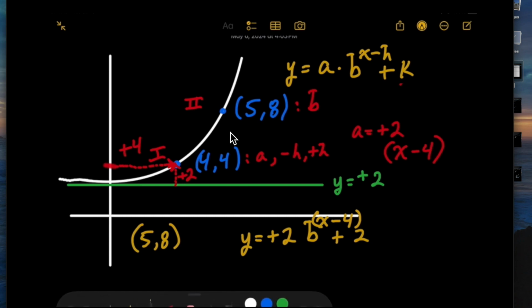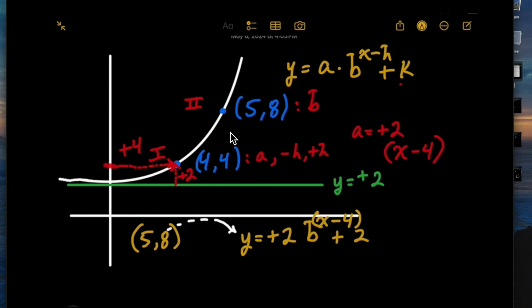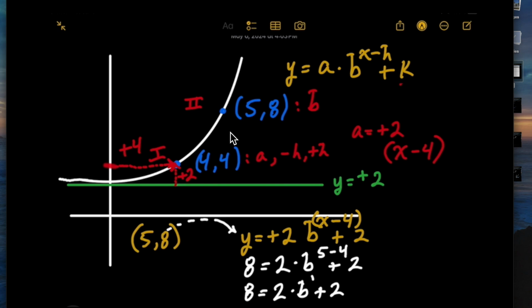So here in white, we're going to have the y value is 8. We're just going to plug that right in on the left side of that equal sign. 2 times b, we don't know what that is. X is going to be 5 minus 4 and then plus 2. So we're going to have 8 equals 2 times b to the first plus 2. We're going to end up with 3 equals b to the first power.